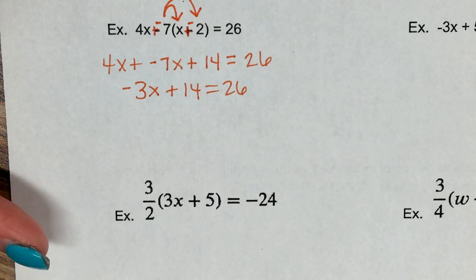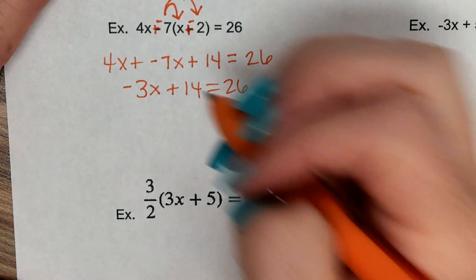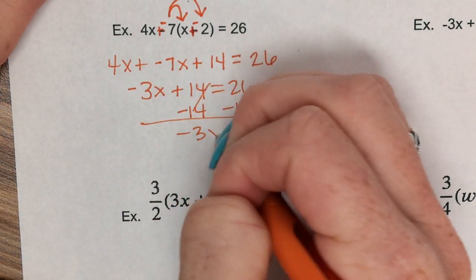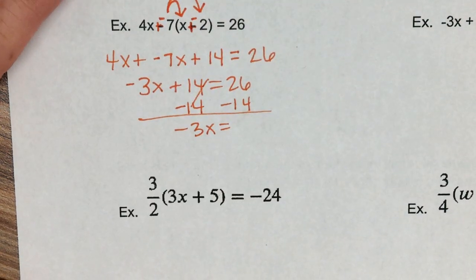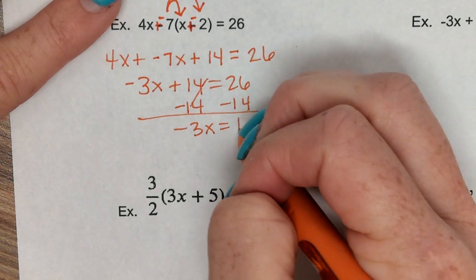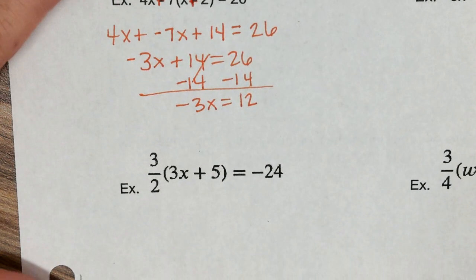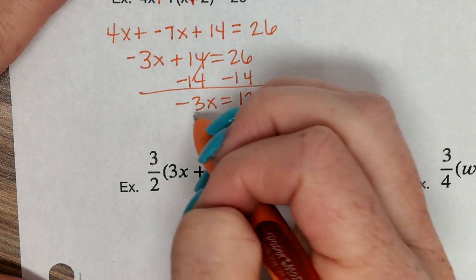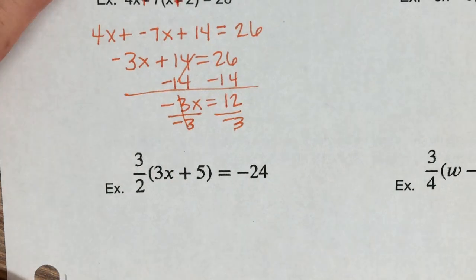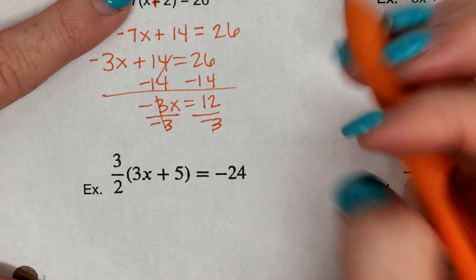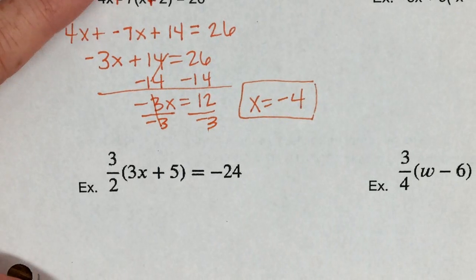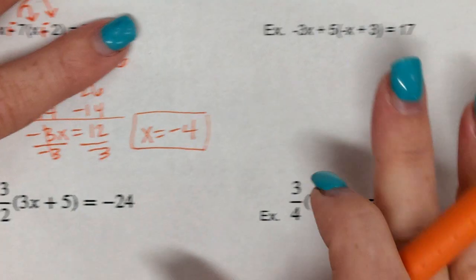Now I'm going to get rid of the constant by subtracting, so minus 14 on both sides. 26 minus 14 is 12. And now I'm going to get rid of the coefficient by dividing. So 12 divided by negative 3 is negative 4. Okay, I'd like for you to try this one on your own.